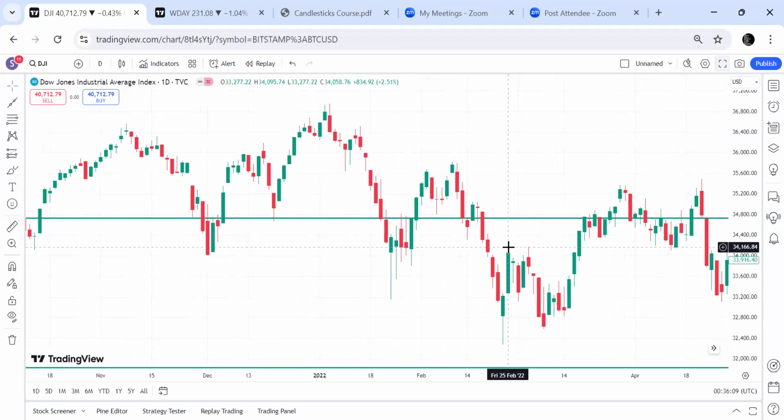Because why? Here, there are two reasons. Here, on 25th February, a very big Marubozu candle had been formed. See, from 33,200 to 34,100, 900 points. 900 points is not a normal thing. It's very huge. But still, we don't give importance to this Marubozu candle.